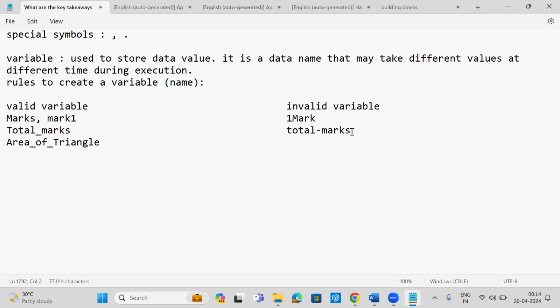And you cannot use a keyword. Like I have shown you a list of keywords. For example, break is a keyword, right? So you cannot use a keyword in the variable names. So all these are the different rules to be followed while creating a variable.